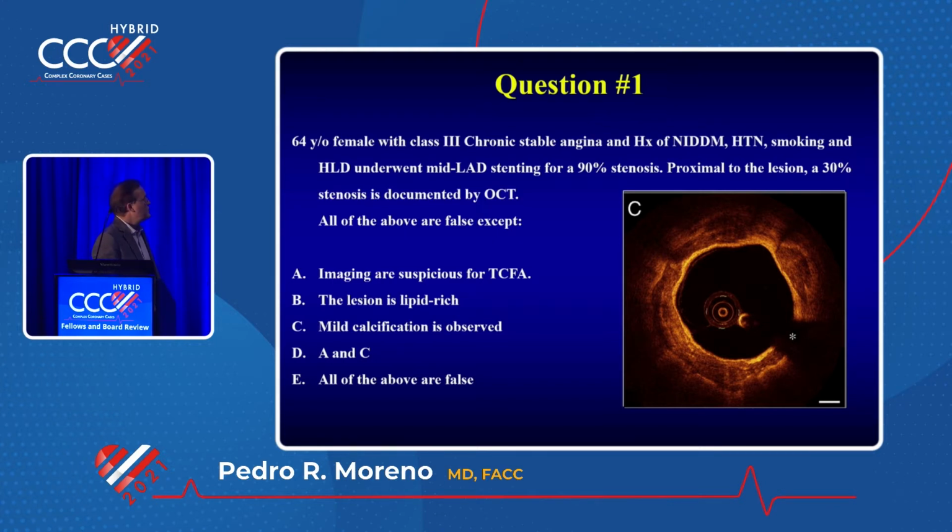A, the imaging is suspicious for a thin cap fibroatheroma. B, the lesion is lipid rich. C, mild calcification is observed. D, A and C are correct, or E, all of the above are false. B? Very good. That is a very good statement.